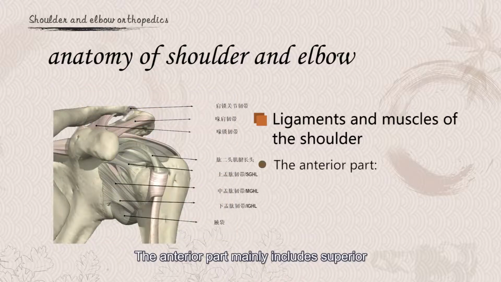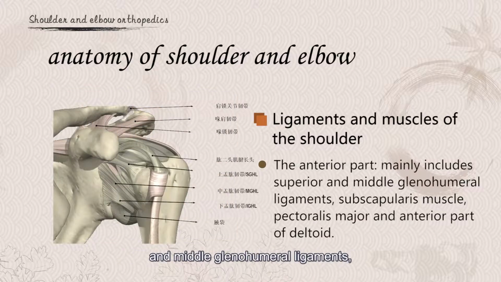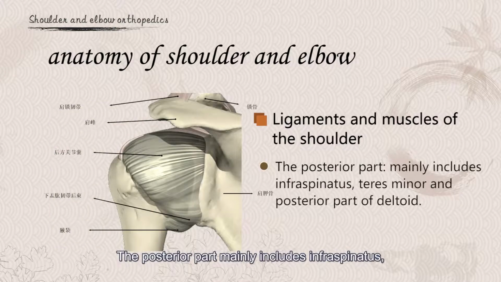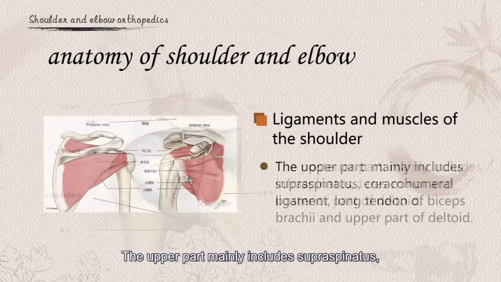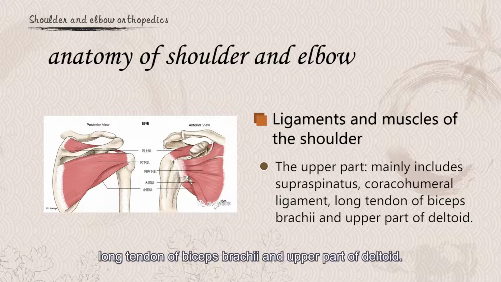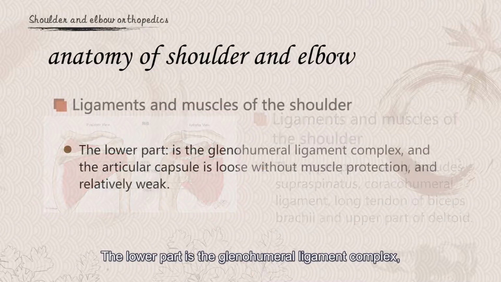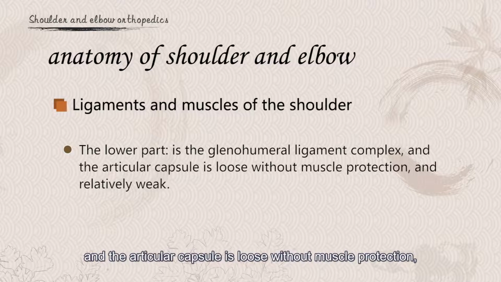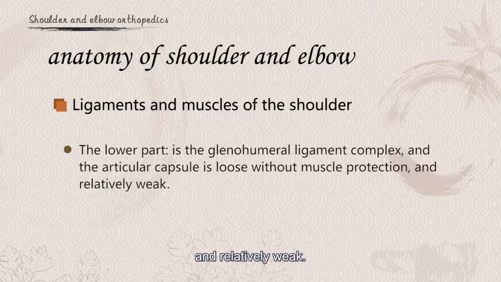The anterior part mainly includes the superior and middle glenohumeral ligaments, subscapularis muscle, pectoralis major, and the anterior part of the deltoid. The posterior part mainly includes the infraspinatus, teres minor, and the posterior part of the deltoid. The upper part mainly includes the supraspinatus, coracohumeral ligament, long tendon of the biceps brachii, and the upper part of the deltoid. The lower part is the glenohumeral ligament complex, and the articular capsule is loose without muscle protection and relatively weak.